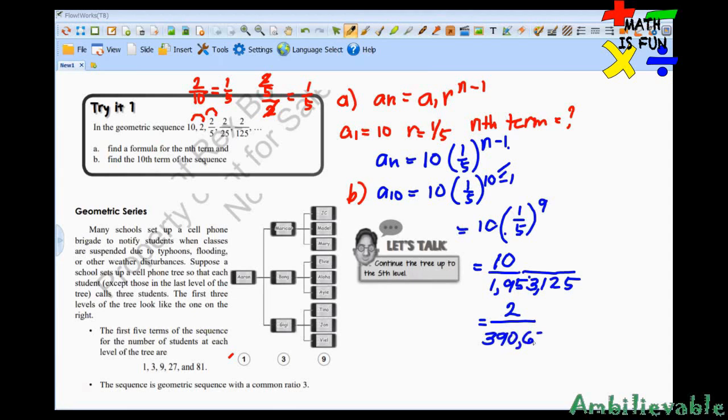90,625. Okay. So that is our 10th term. Downs and ups. Okay. All right? You got it.